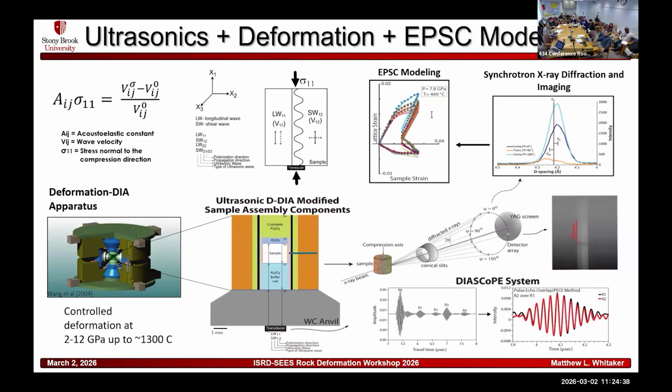You can see this is the EPSC modeling that she will probably be able to tell you much better than I could. But you can see in the D-spacing, this is where the peak would be normally. And then you have the compressional direction and the transverse direction. You can see that there's a difference.